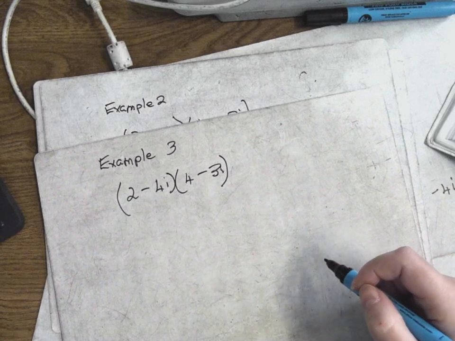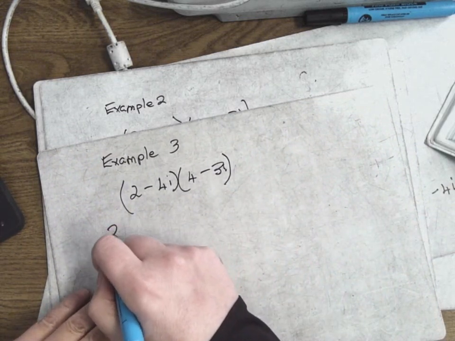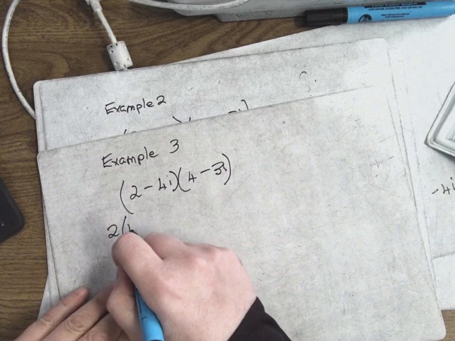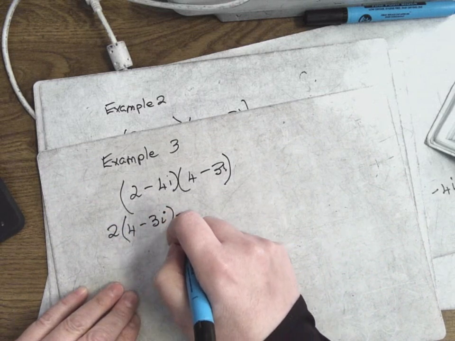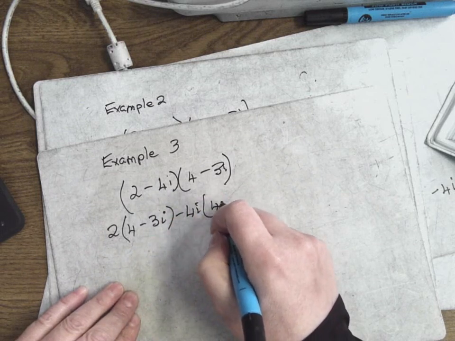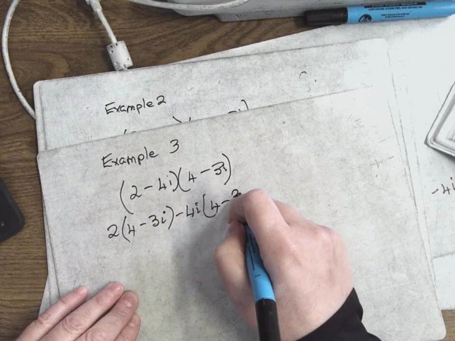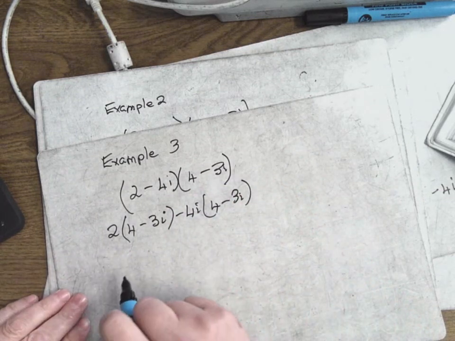So you split up the first bracket, write the second bracket down twice. So what's my first line? 2 bracket 4 minus 3i. Next, minus 4i bracket 4 minus 3i. Okay? Multiply into your brackets then. So multiplying in by 2.